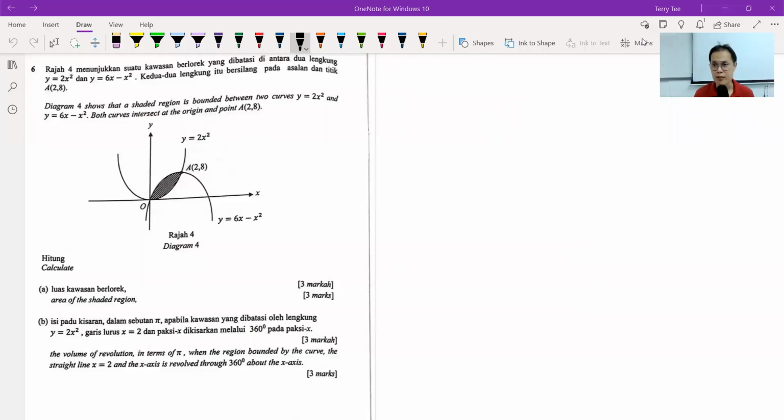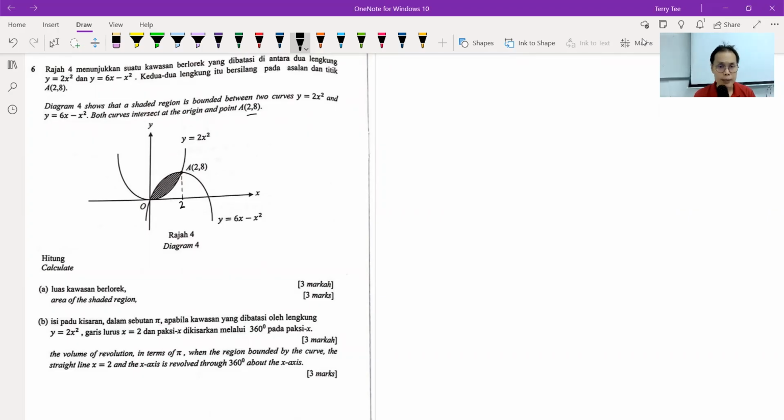Question number 6. This is from Form 5, Chapter 3, Integration. The diagram shows a shaded region bounded by 2 curves, y equals 2x squared and y equals 6x minus x squared. Both curves intersect at the origin and at point (2, 8). We're supposed to calculate the area of the shaded region.